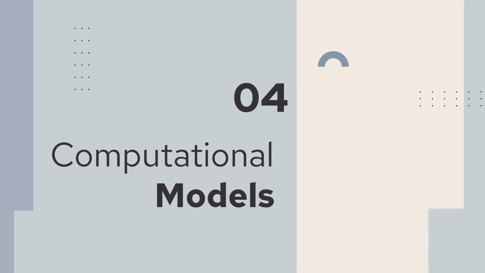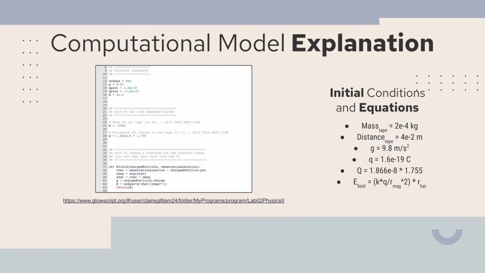Next, we have our computational model. So, we initially set our constants. K is equal to 9 times 10 to the 9th. G is 9.81. The charge of the proton and electron is 1.6 times 10 to the negative 19th. And we inputted our distance between the tapes as D, and the mass as 0.002. And originally, we put Q in as 1.866 times 10 to the negative 8th from our previous experiment of the charge of the tape. However, multiplying by 1.755 is what actually allowed the gravitational force and the electric force to equal each other.